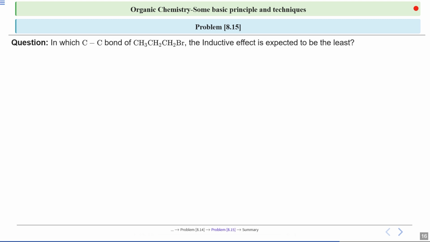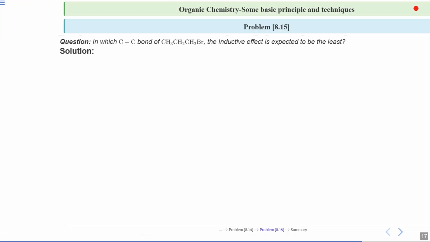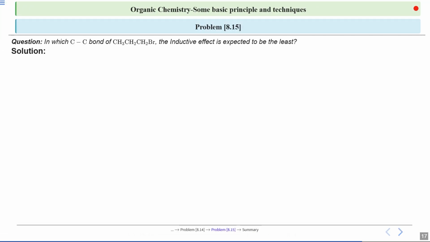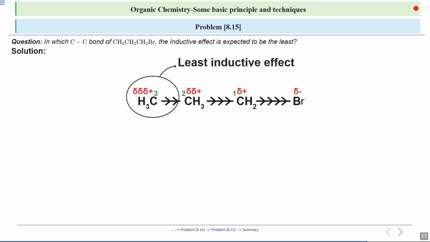Moving on to the next question. In this given molecule, which is CH3CH2CH2Br, you have to decide which C-C bond is experiencing the least inductive effect. We have talked about the distance dependency of inductive effect. If you move on to the solution, you can see that the carbon, which is C3, is having a greater number of deltas in the positive charge. Now, what can we infer from here? That it is having the lowest positive charge, because the inductive effect is diminishing with distance.